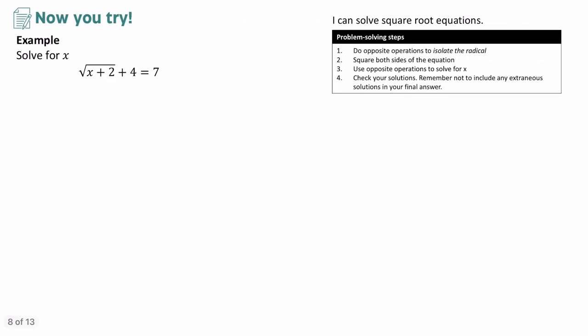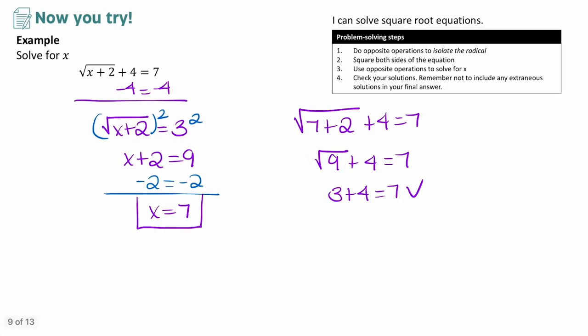Now you can go ahead and pause the video and try doing this example on your own. So here, once again, we have a square root that is not isolated, so we're going to start off by getting rid of those extra terms. So the extra term I have is that plus 4, right? So I'm going to do the opposite and subtract 4 from both sides. When I do that, I get the square root of x plus 2 equals 3, which I can undo by squaring both sides. So that's going to give me x plus 2 equals 9, and then I subtract 2 from both sides, which gives me x equals 7. It does work when you plug it back into the original equation, so x equals 7 is the solution.